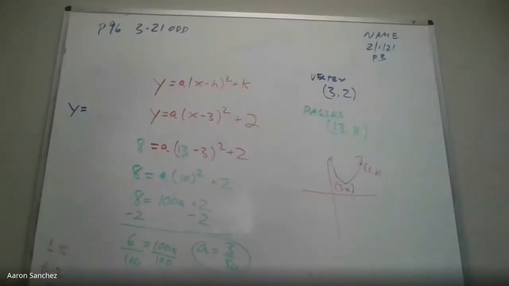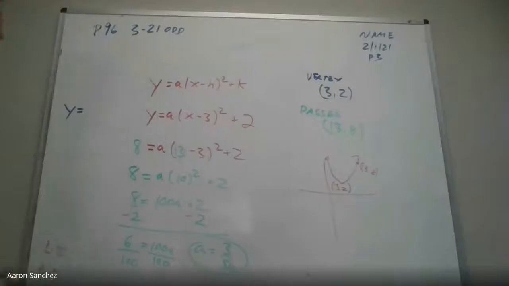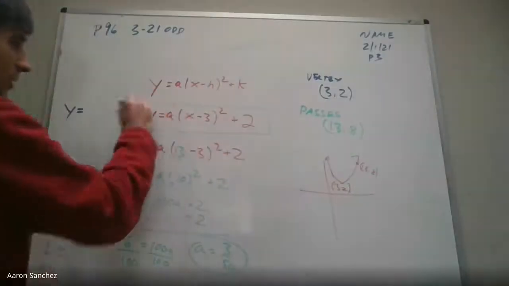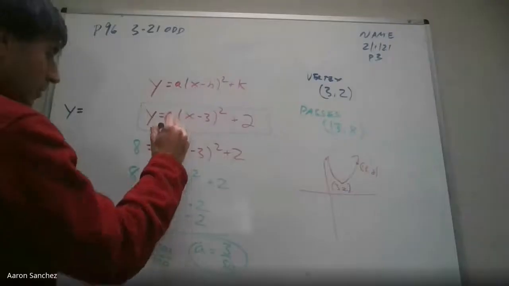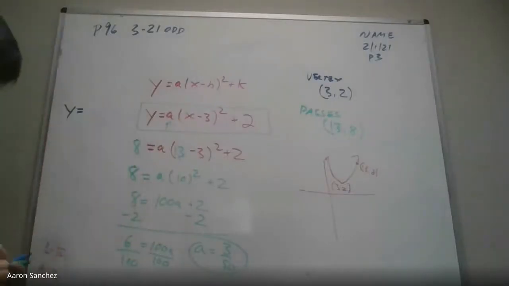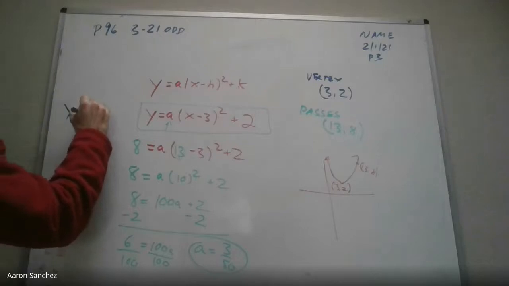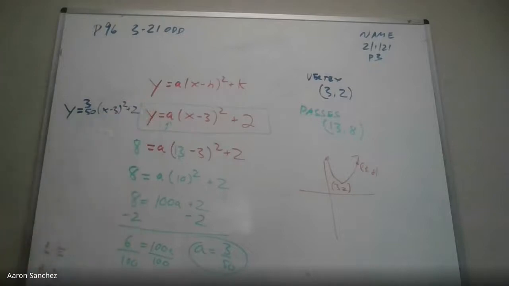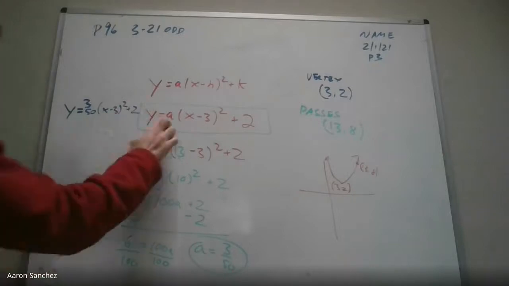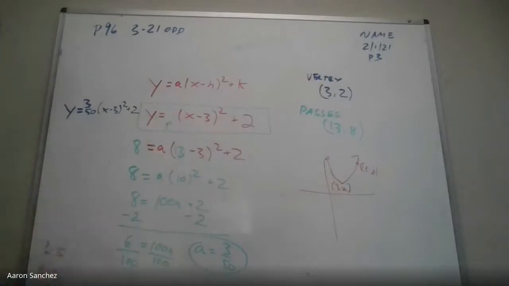So we have this right here. Ramon, remember this? That's almost it. We just need the A, right? So what's the A? Was it 3 over 50? There you go. So we say Y equals 3 over 50 times X minus 3 squared plus 2. Sorry, I'm running out of room. So the A is 3 over 50. That's the final answer.